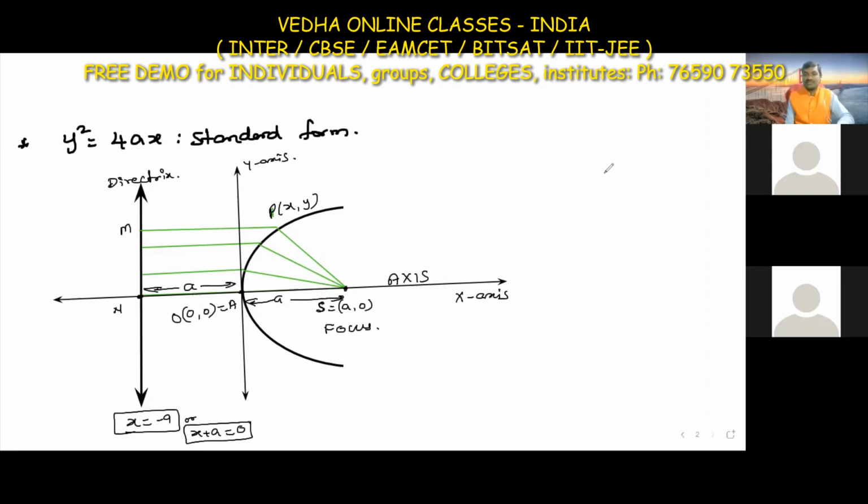So what we have here is the axis of the parabola, the focus, the directrix and the vertex. These are very, very important here.